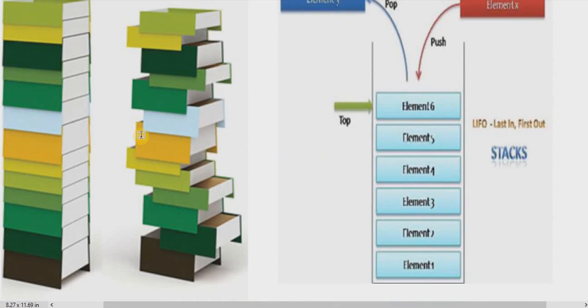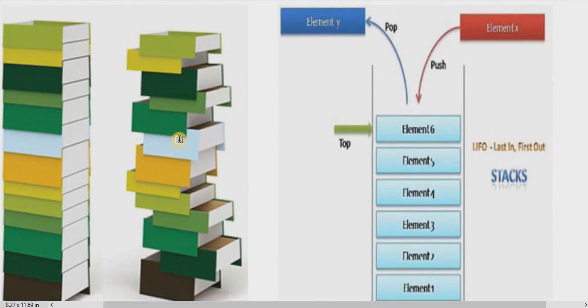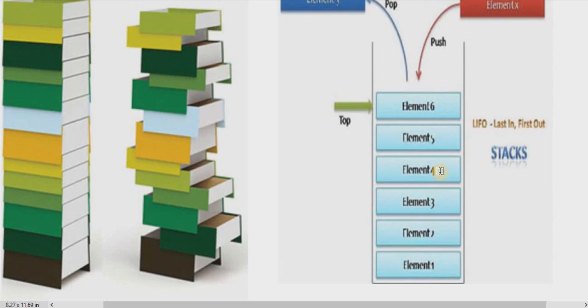So here, this is also called a stack. Stack means desk racks, racks in which we store books in a library, or desks. So these are examples of a stack. Here on the right side, this is the diagram of a stack.